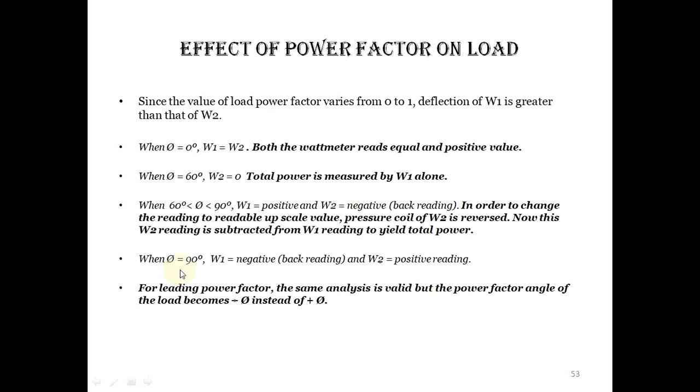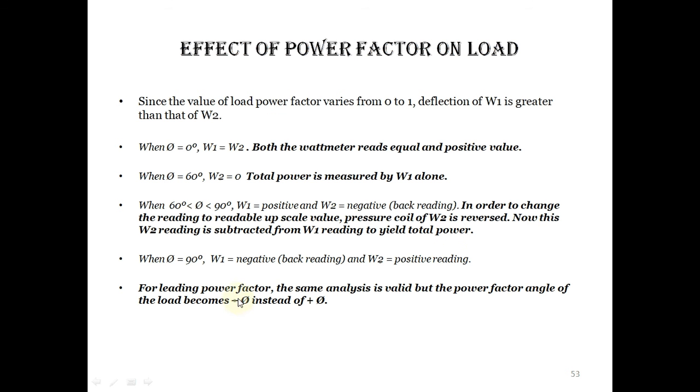When phi equals 90 degree, the same thing repeats with the other wattmeter, which now reads negative. Whichever wattmeter gives the back reading, reverse its pressure coil terminal, get a positive value, subtract it from the other, and then you will get the result.